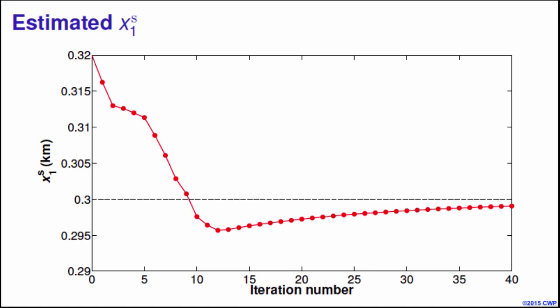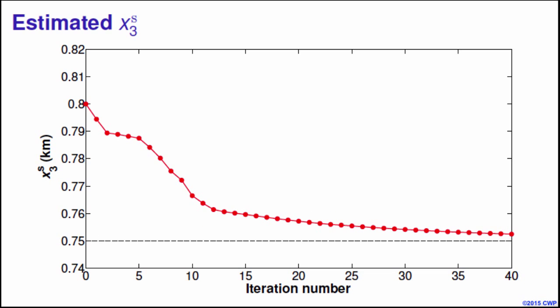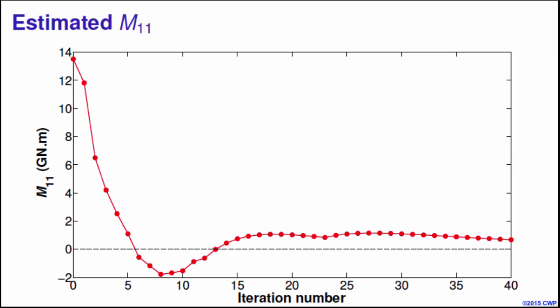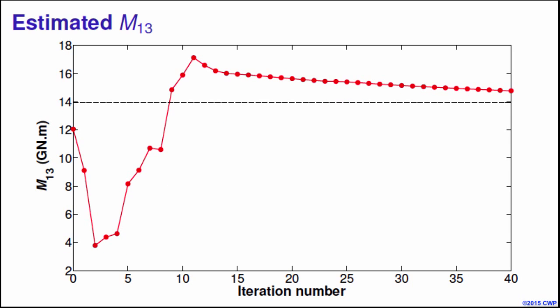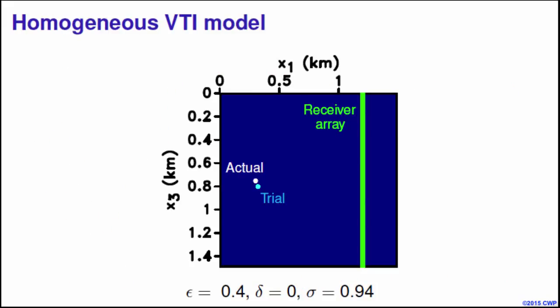Now this is the estimated horizontal coordinate, and as we can expect for reduced aperture, we have some differences with respect to the exact values indicated here by a dashed horizontal line, for the vertical coordinate x3, for the moment tensor elements M11, M33, and finally M13. So in general, for all the parameters there are slight differences, but still we are able to get to an acceptable solution.